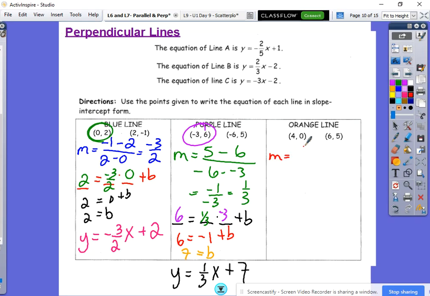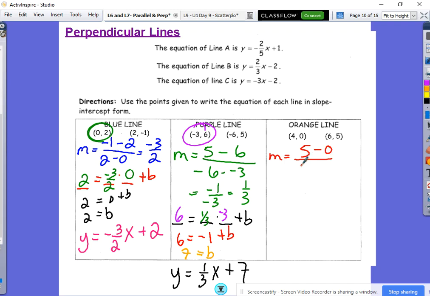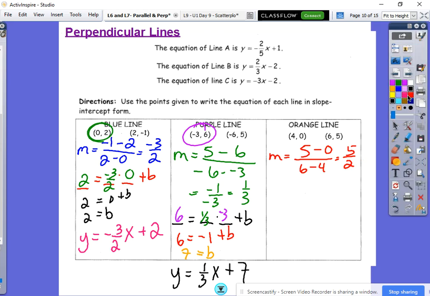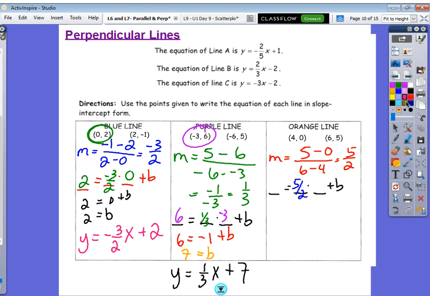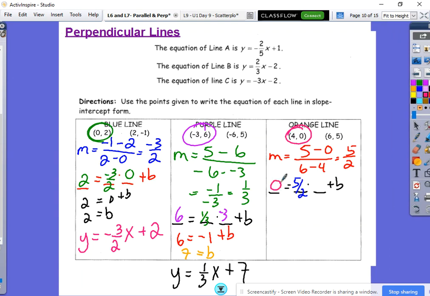Our slope would end up being 5 minus 0 over 6 minus 4, which is 5 over 2. All right, blank equals blank times blank plus b. So we plug in, my slope is 5 over 2. My point that I'm going to choose to plug in is 4, 0. So I plug in a 0, plug in a 4.